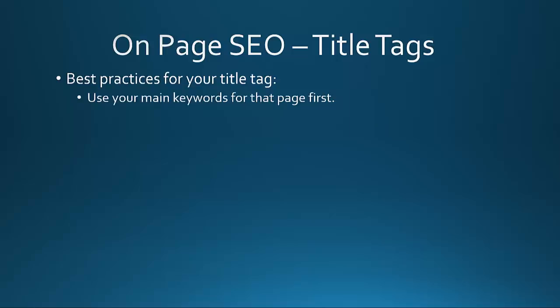Best practices for your title tag. Use your main keywords for that page first. If I'm analyzing somebody's website, the first thing I look at is their title tags. What are they using for their title tags? Use your main keywords for that page first, and try to put them first. Search engines and people read left to right. Just like you're reading, search engines will look at that and say, that keyword has more importance because it's found over here. That's how their robots scan a website.